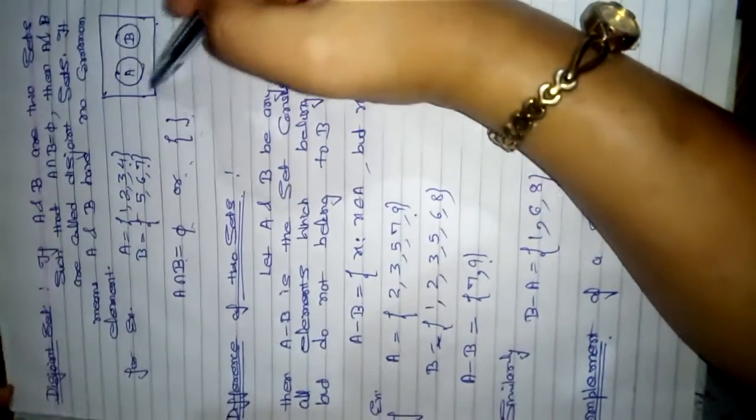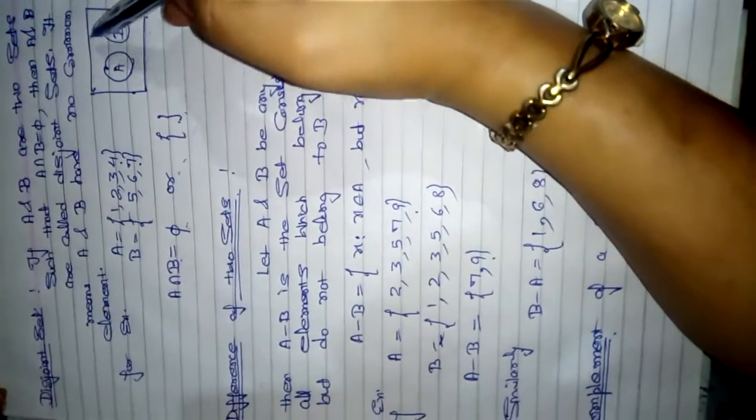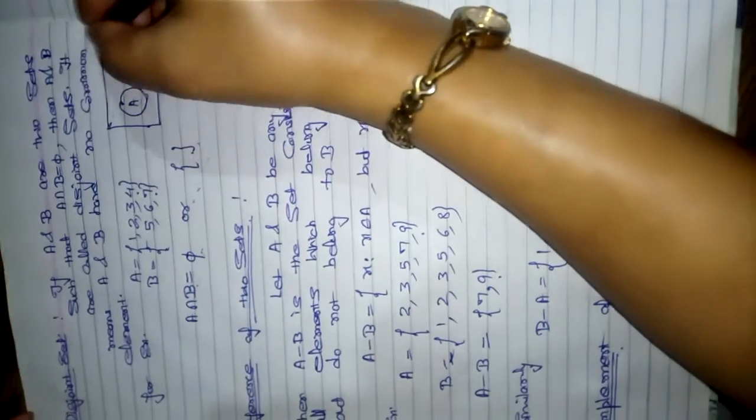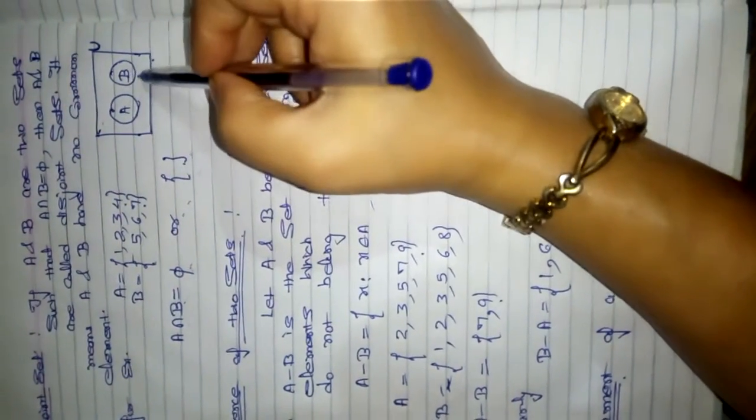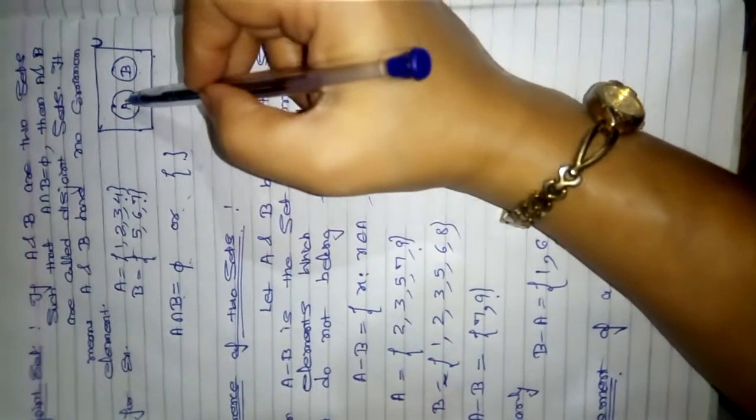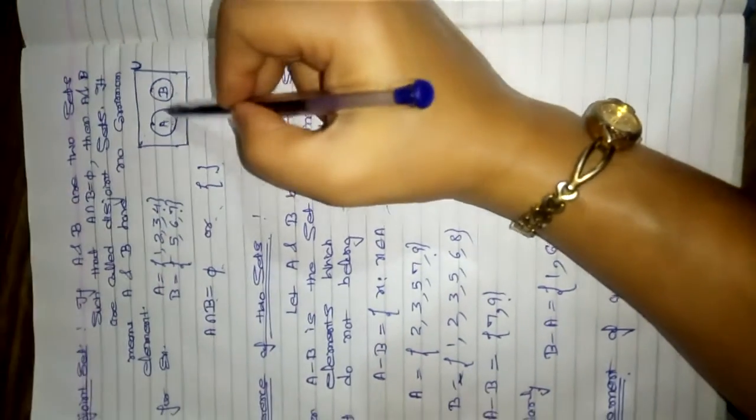Now this is known as a Venn diagram. This box is known as U. It denotes the universal set. Now set A and set B are disjoint sets because set A and set B have no common element.